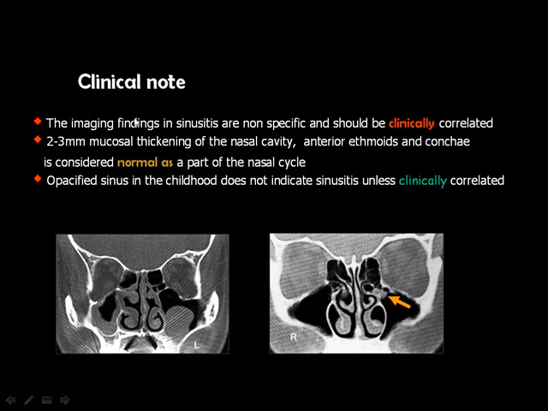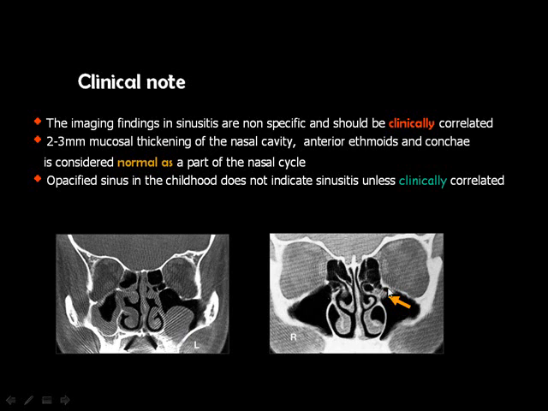There are some of the clinical notes that are written in the radiology books. This includes that the imaging findings in sinusitis are usually non-specific and should be clinically correlated. And also there may be some mucosal thickening in the nasal cavity and ethmoidal air cells, which may be considered as normal, a part of the nasal cycle. And in cases of children, some of the mucosal thickening may not be due to sinusitis, and it should be clinically correlated as well. In this case, you can see what we call lobulated mucosal thickening in the left antrum and concentric mucosal thickening in the right antrum.